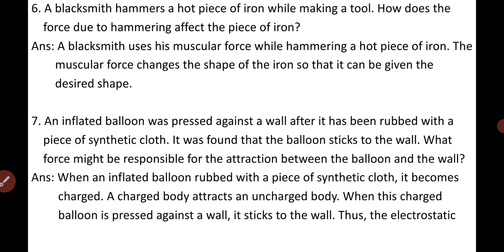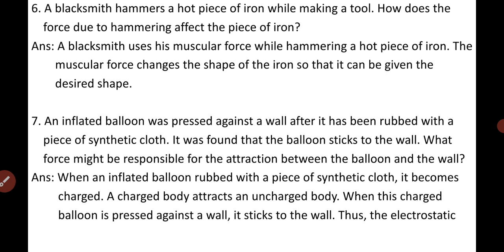So a charged body attracts an uncharged body. In this case, the charged body is the inflated balloon, because it was rubbed by a synthetic cloth. And an uncharged body is what? It is the wall. An uncharged body is the wall in this case. So a charged body attracts an uncharged body. That means the balloon will be attracted towards the wall.